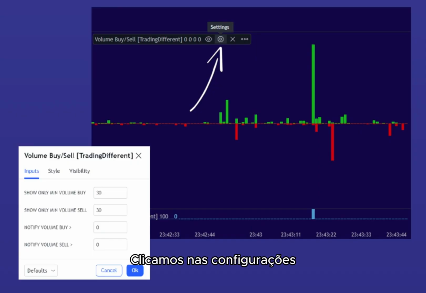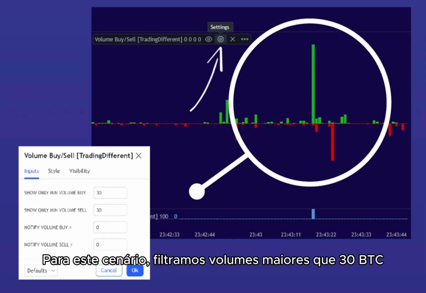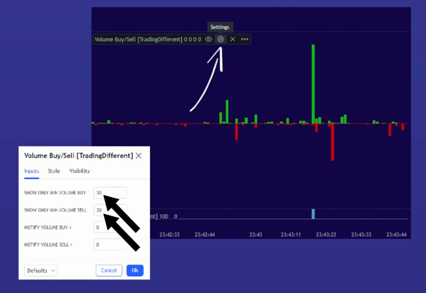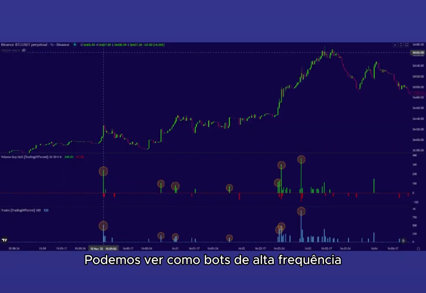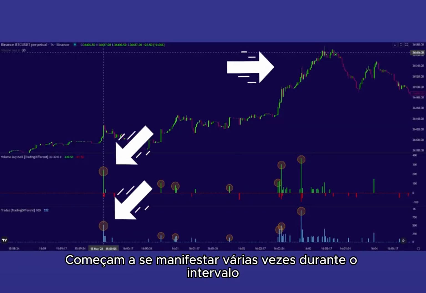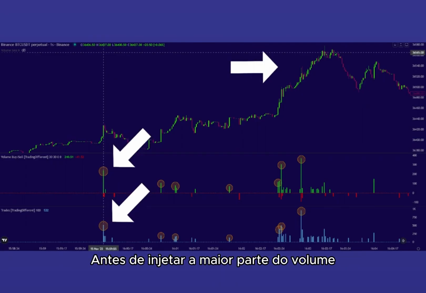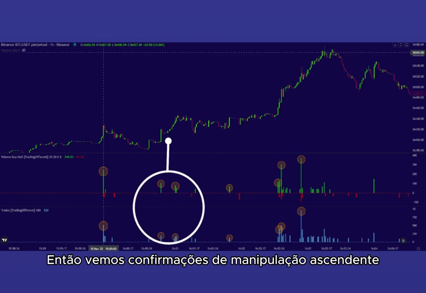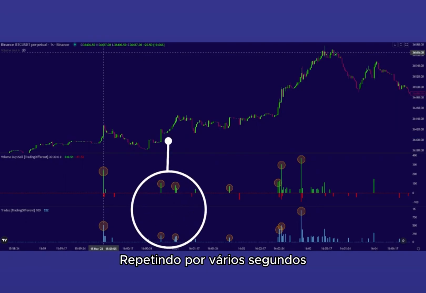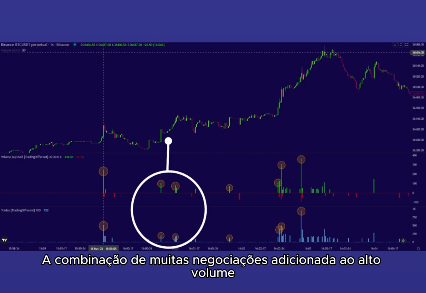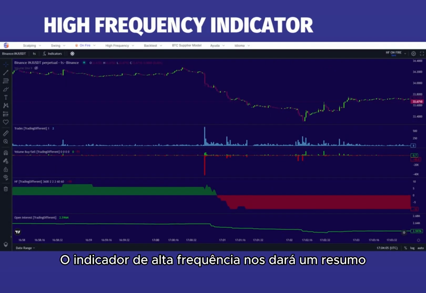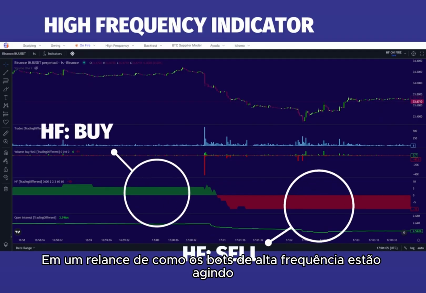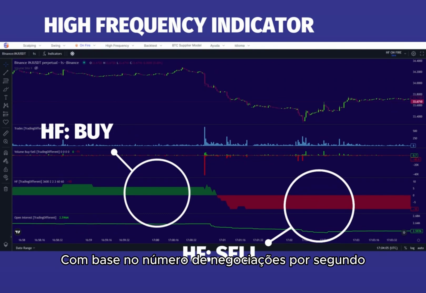We click on Settings. For this scenario, we filter volumes greater than 30 BTC since it is a value that is above average. We can see how high-frequency bots begin to manifest several times during the range, before injecting the majority of volume and raising the price. Then we see confirmations of upward manipulation, repeating for several seconds the combination of many trades added to the high volume. The high-frequency indicator will give us a summary at a glance of how the high-frequency bots are acting based on the number of trades per second.